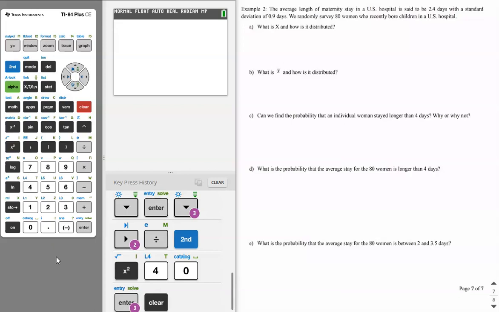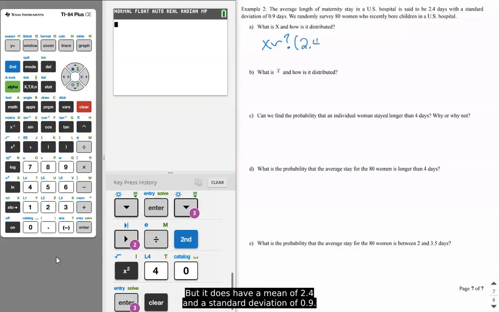So, right, we're looking at the average length of maternity stay in a U.S. hospital. They said, right, X is distributed. Now, they don't say whether it's normally distributed or not, right? So we can't really say what the distribution is. We don't know what it is, and we can't guess. But it does have a mean of 2.4 and a standard deviation of 0.9, right? So that's what we know about the average length of maternity stays, but we don't know really if it's normal or not.